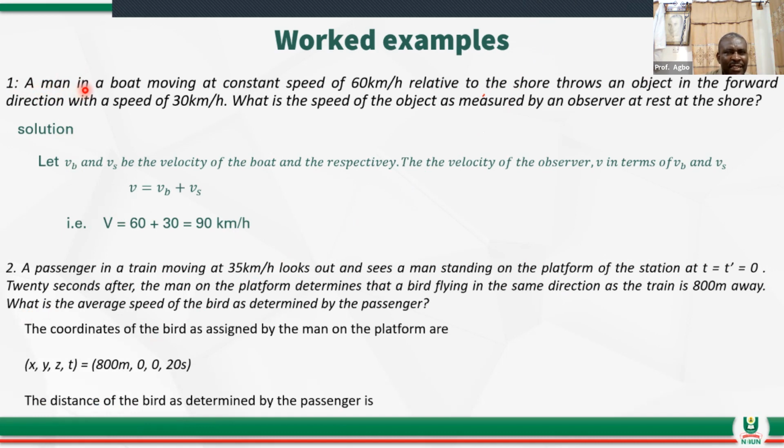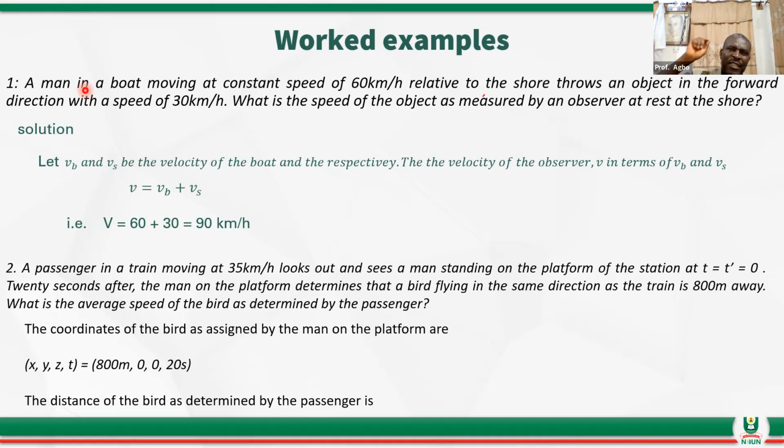A man in a boat moving at a constant speed of 60 kilometers per hour relative to the shore, throws an object forward in the direction with a speed of 30 kilometers per hour. What is the speed of the object as measured by an observer at rest at the shore? What you need to do is you look at the equations again.